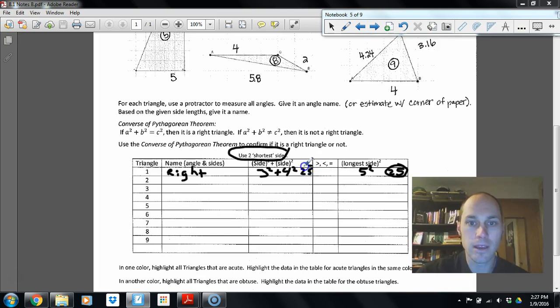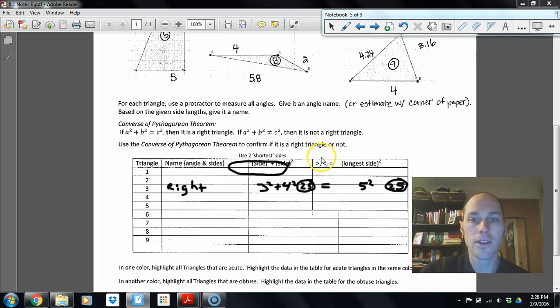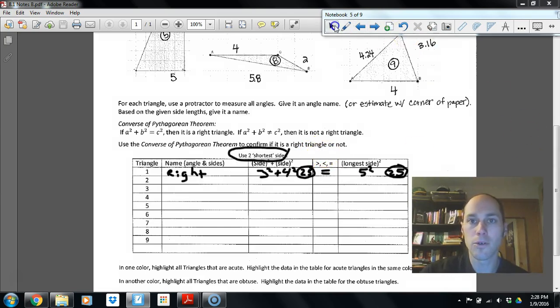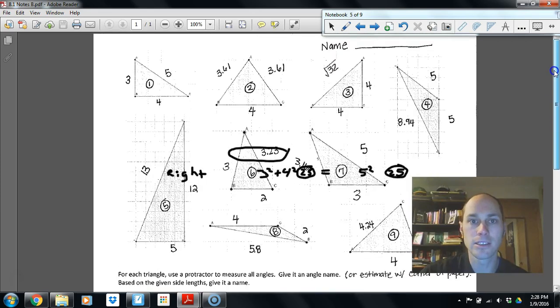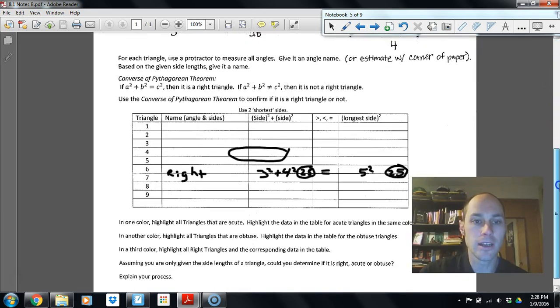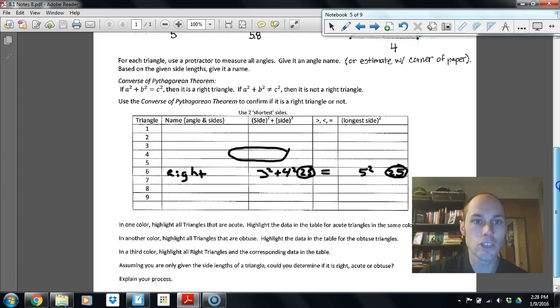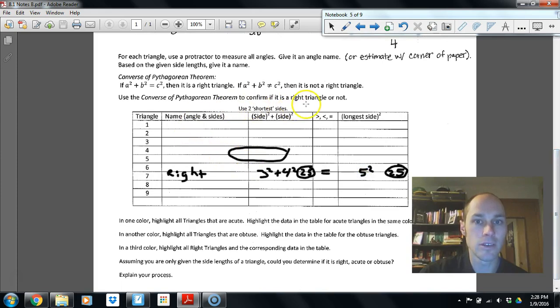So I'll calculate the values of those, and I'll put the inequality or equality sign in there. So greater than, less than, or equal. So 25 is equal to 25. Okay. Then you'll go through that for the next 8 triangles. And then when you're done, you see if you can make a conjecture based off that to confirm the converse.